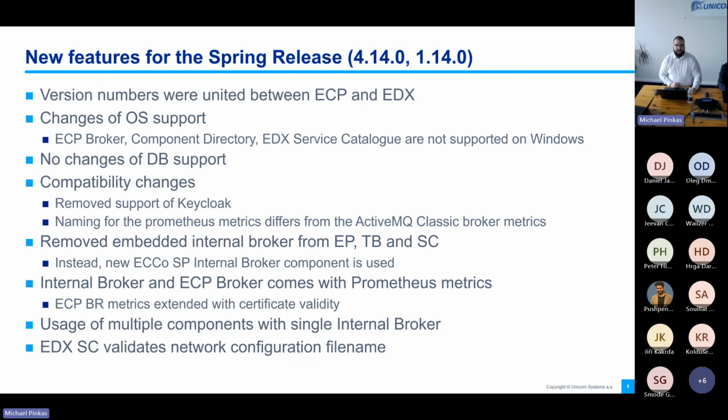And also, as the internal broker is now a separate component and not embedded to the ECP endpoint, and it uses a bit different technology, the naming of some Prometheus metrics was changed. Also, those properties for the internal broker are now available only on the internal broker, not on the ECP endpoint or the EDX toolbox, as it was on the previous versions.